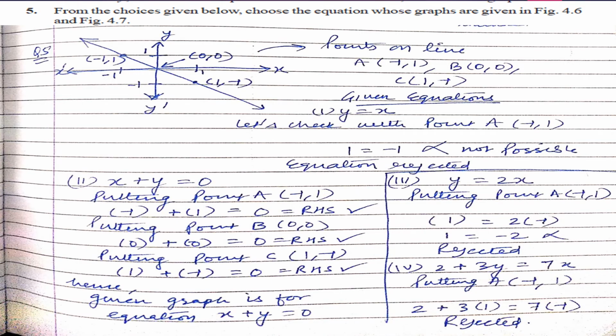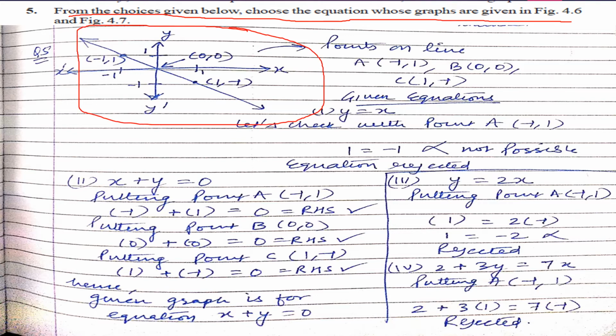Okay, question number 5. From the choices given below, choose the equation whose graphs are given in figure 4.6 and 4.7. So in front of you there are two graphs. You have to tell out of the 4 or 8 equations given to you, which equation is accurate. So this is the graph given to you. First observe the graph. There are some points on this graph.